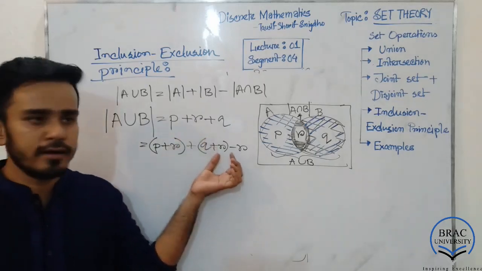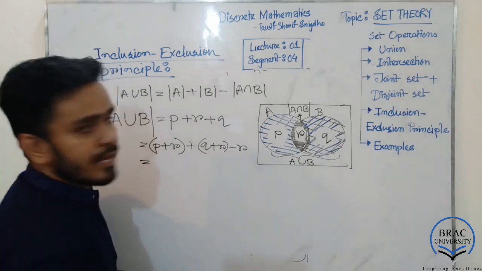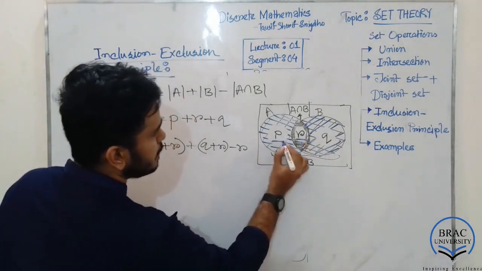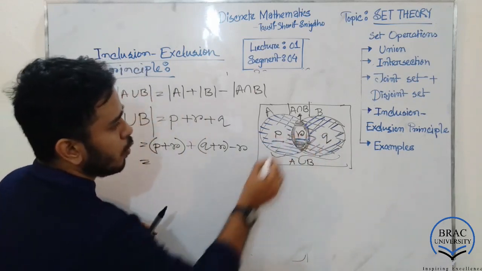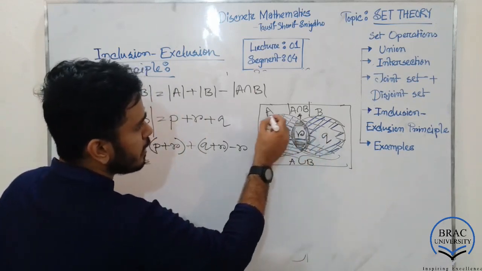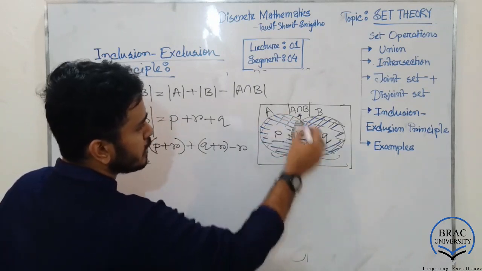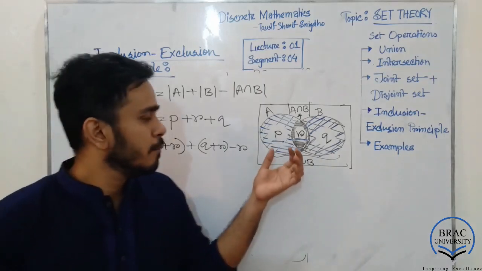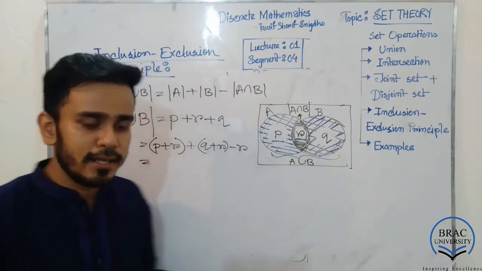We have added an R and subtracted an R here. So here is an interesting thing: this is P and this is R. If we add both P and R, we get the total number of elements of circle A, right? That means P plus R is equal to the cardinality of set A.